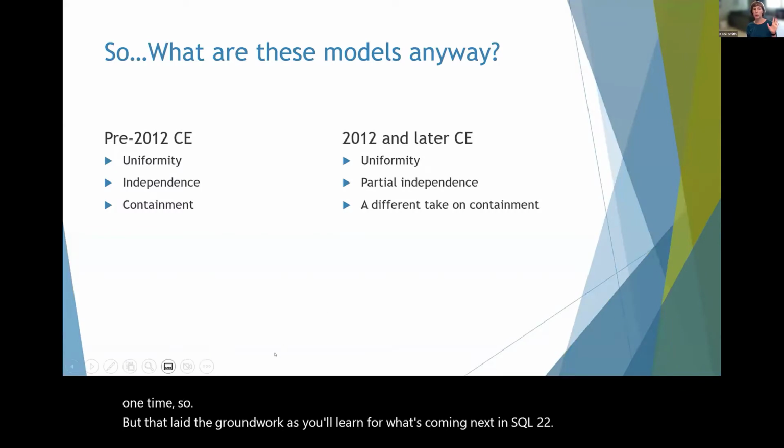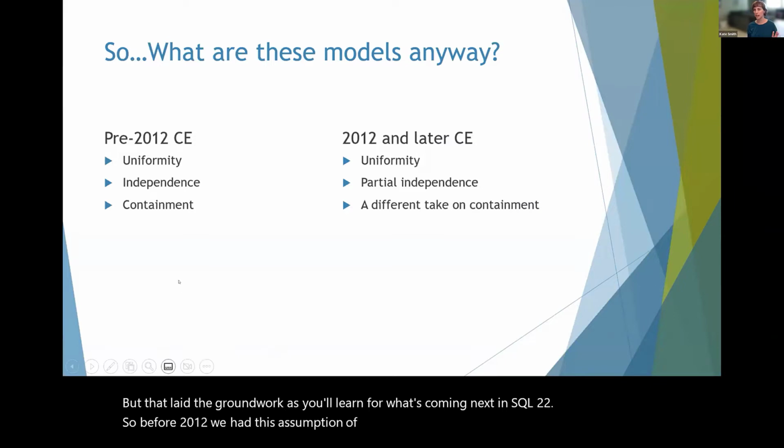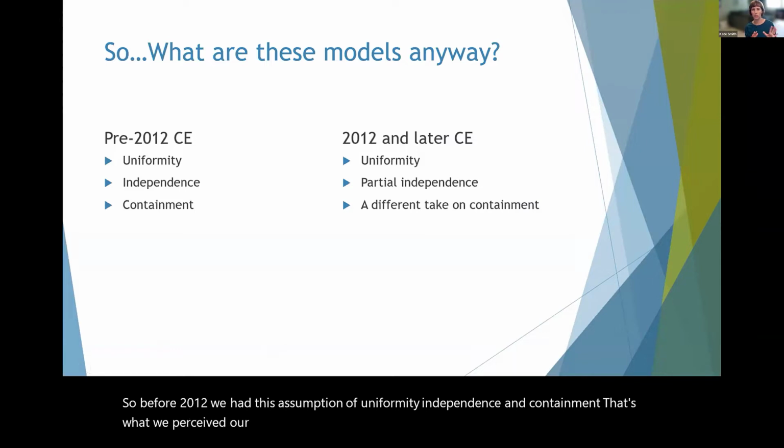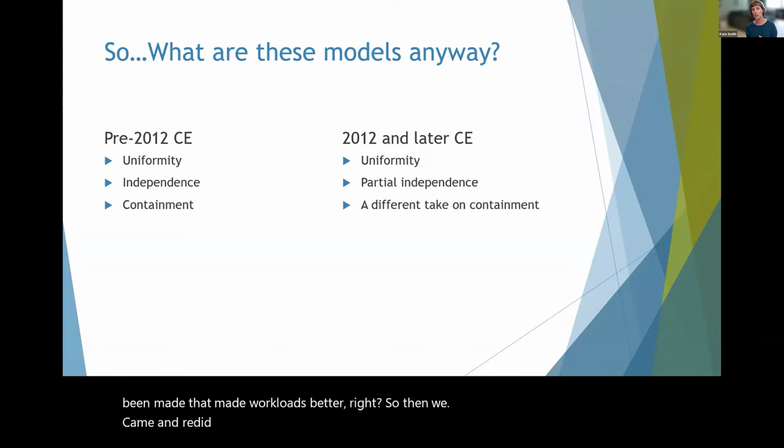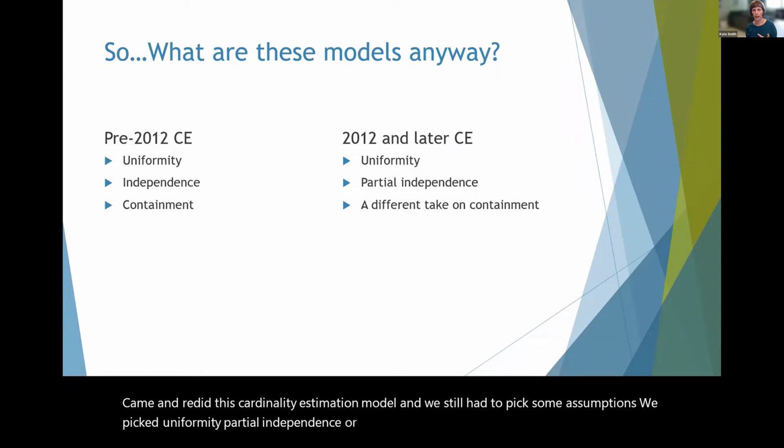Before 2012, we had this assumption of uniformity, independence, and containment. That's what we perceived our CE model to be, although it wasn't quite accurate when we actually reran the tests. We didn't really know what had been changed. We just knew that changes had been made that made workloads better. Then we redid this cardinality estimation model, and we still had to pick some assumptions. We picked uniformity, partial independence, or exponential backoff, if you've heard that, and a different take on the containment assumption with regards to joins.